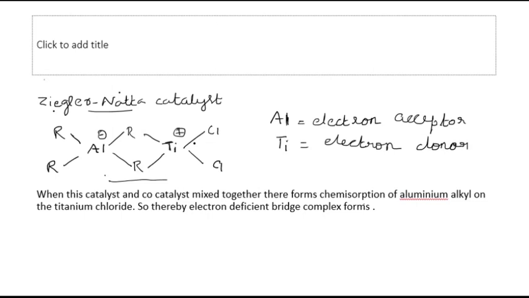This is the structure of the Ziegler-Natta catalyst. The aluminum is the electron acceptor and the titanium is the electron donor. When the catalyst and co-catalyst are mixed together, chemisorption, meaning chemical adsorption, of the aluminum by the titanium takes place, and thereby the Ziegler-Natta catalyst forms. As a result, an electron-deficient bridge complex forms, and this titanium part is the active center, which inserts the monomer into the complex structure and thereby propagates the chain growth.